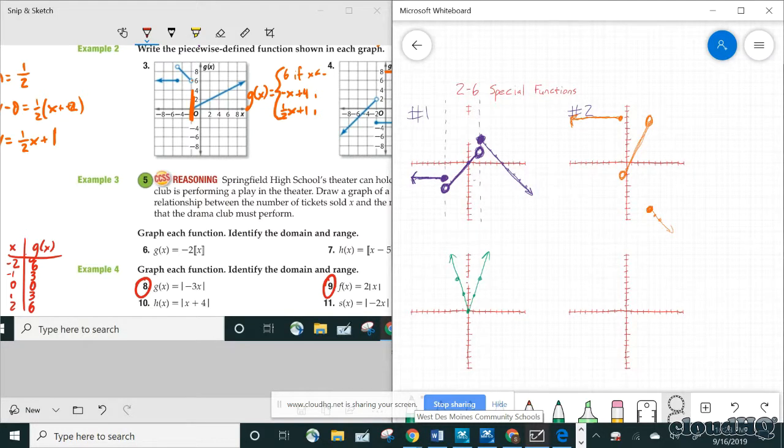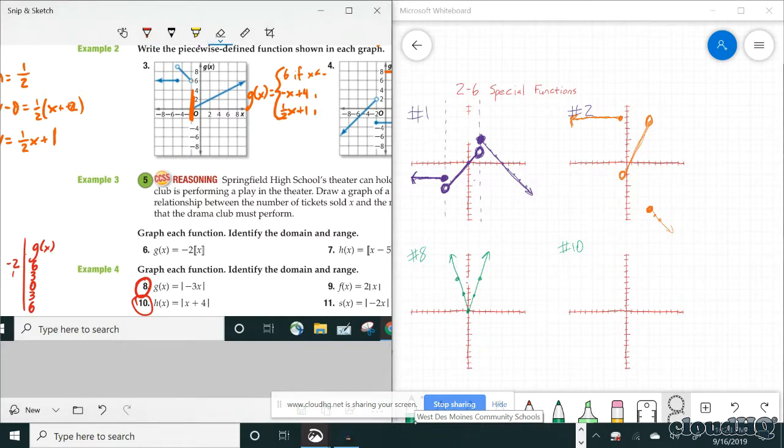Let's do, I circled number 9, but I'm going to actually change that. I want to go and do number 10. So that was number 8 here, but now we're going to look at number 10. Because we already did our parent function section, I'm going to approach this problem accordingly.